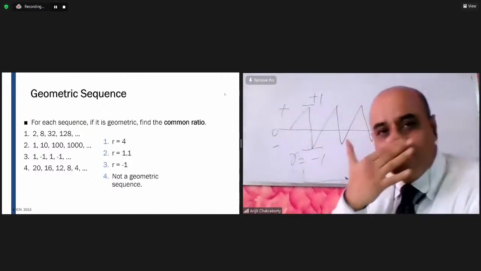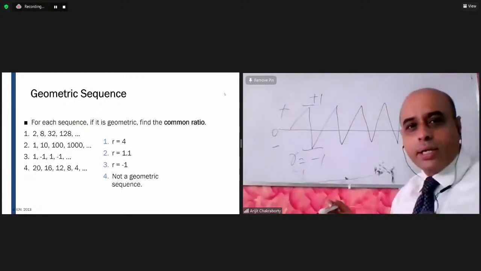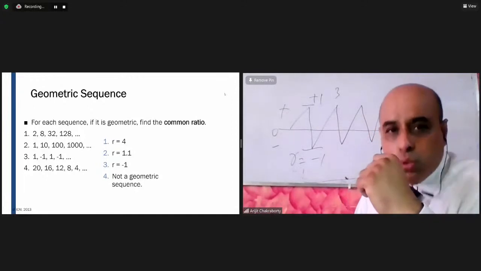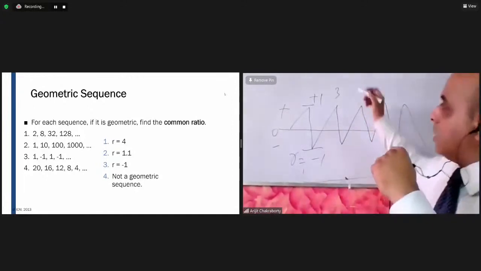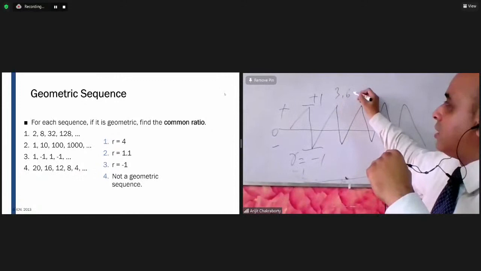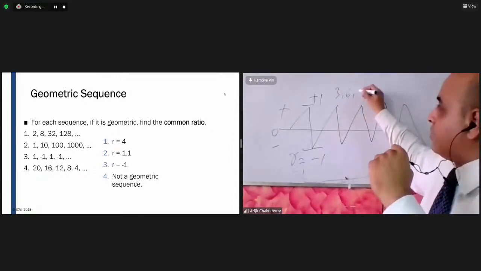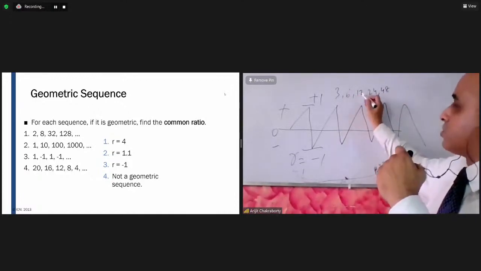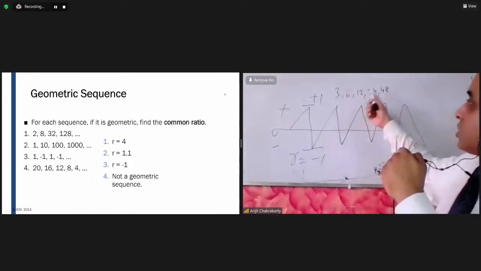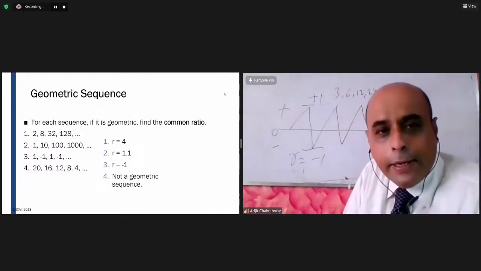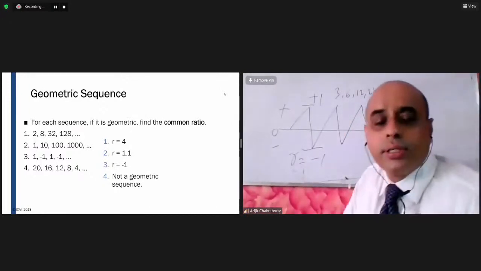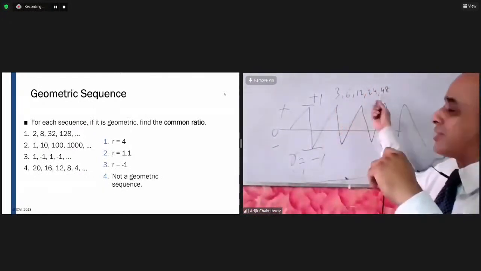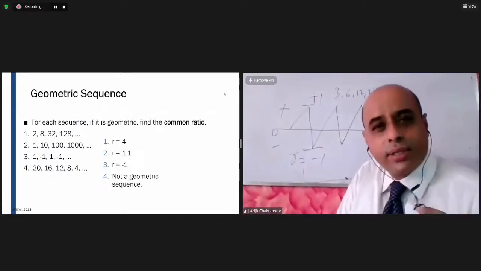On the other hand, take an example where the first term is 3 and we have a common ratio of 2. So what is the sequence? 3, 6, then we have 12, then 24, then 48, and so on. 3 2s are 6, 6 2s are 12, 12 2s are 24, 24 2s are 48. Please try to understand what is sequence and what is progression. This is a sequence, yes, because there is a trend.